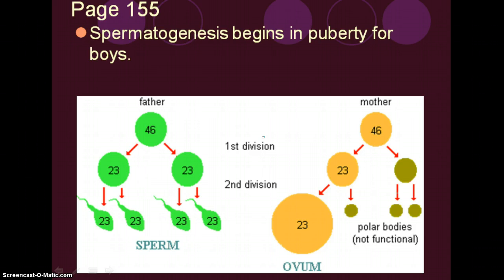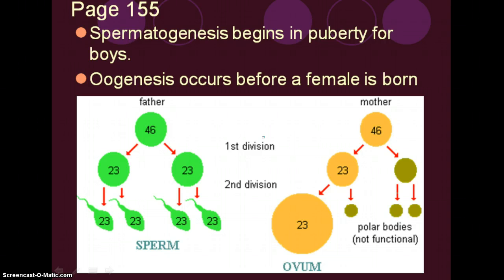Okay, this just shows again spermatogenesis begins in puberty for boys. You can see there that in the sperm we get 4 viable sperm. Oogenesis occurs before a female is born, and there's only 1 viable egg out of the division.